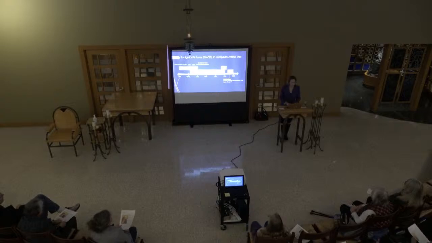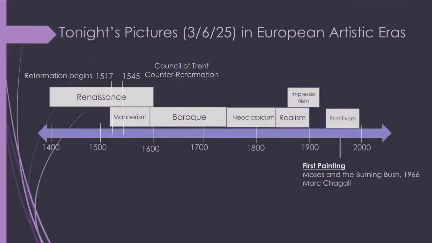On this slide, you can see the timeline of the different eras, periods, and movements in European art, and where the works we will discuss tonight fall. Our first work of art is a lithograph entitled Moses and the Burning Bush. It was painted in 1966 by the Russian-born French artist Marc Chagall, a key figure in European modernism.